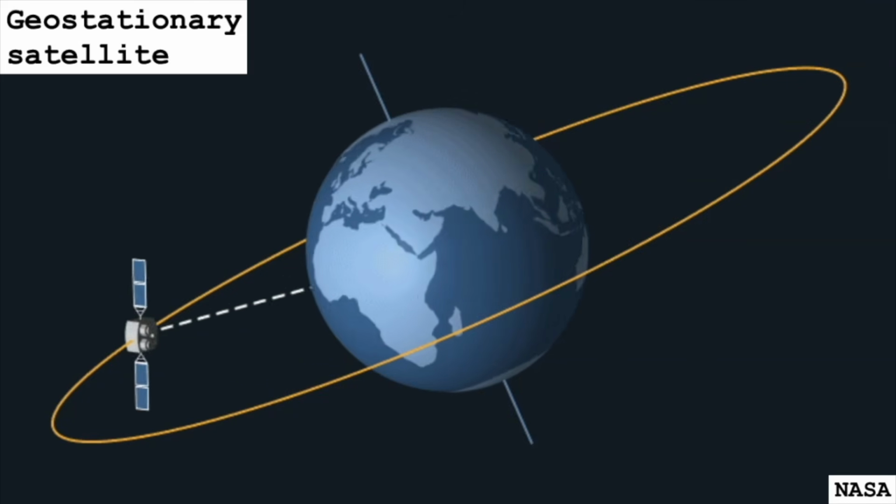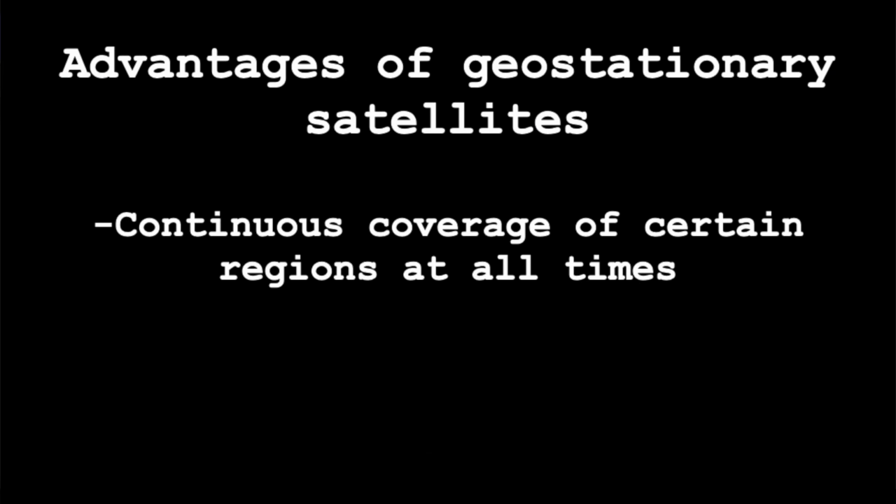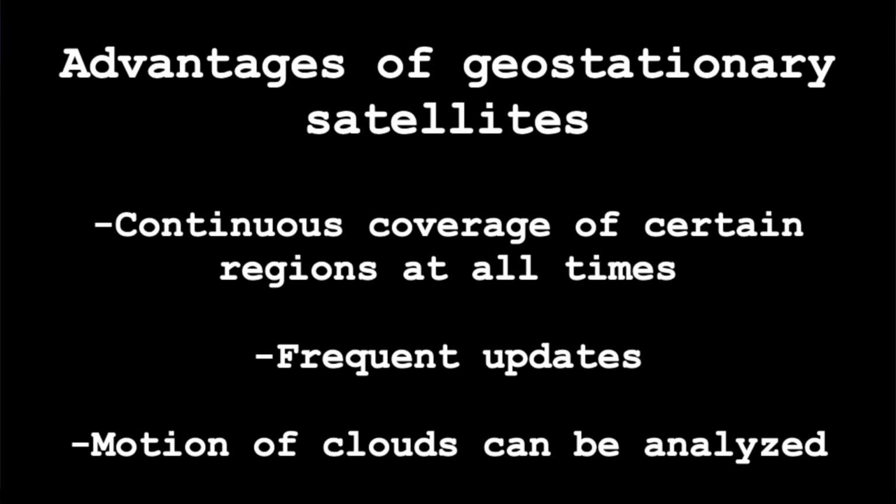This provides us with a lot of advantages. Geostationary satellites can give us continuous coverage of certain regions at all times of the day due to the geostationary nature of the satellite itself. They can record images much more frequently than polar orbiting satellites. Geostationary satellites can give us new images up to every minute. And because they're focused on a fixed location on Earth's surface, we can analyze the actual motion of the clouds below, which of course is highly critical to severe weather forecasting and nowcasting.